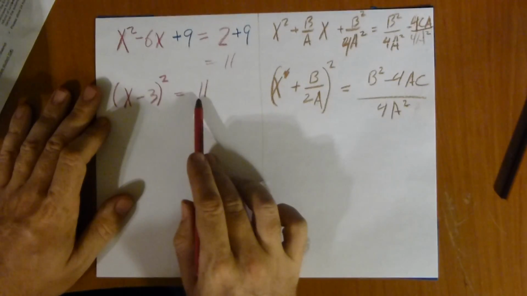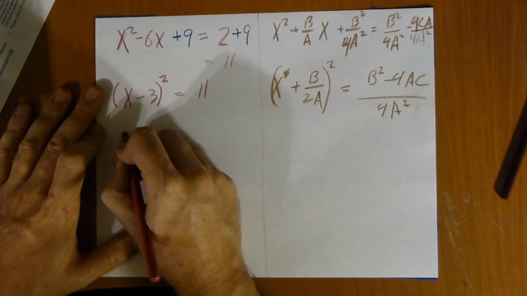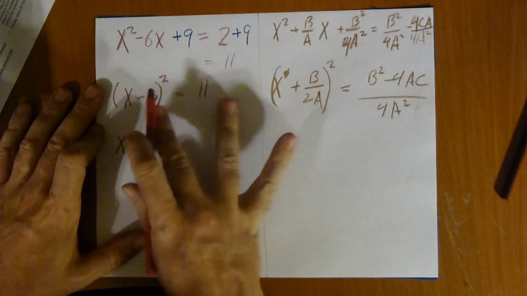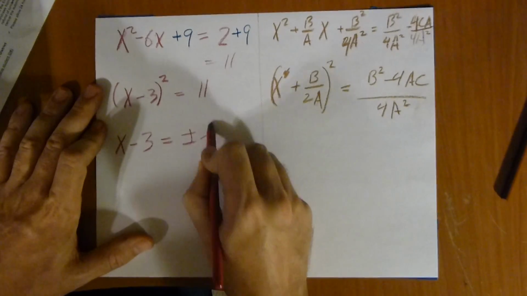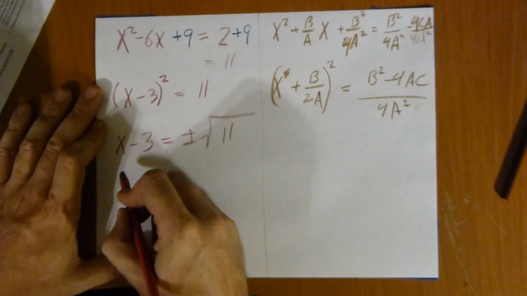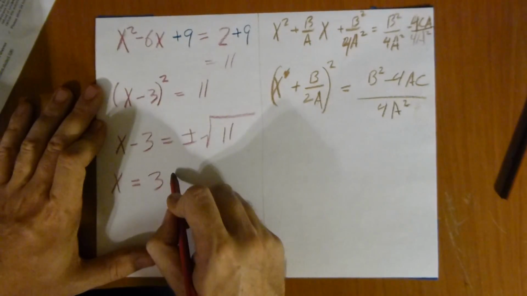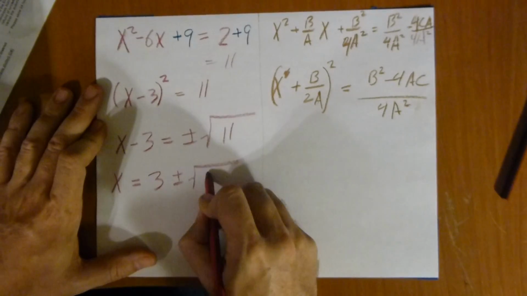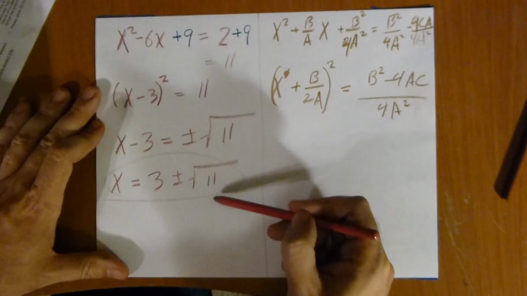Back over here, the step we need to make is, we take the square root of both sides, x minus 3 equals plus or minus square root of 11. Or, simply add 3 to both sides, x equals 3 plus or minus square root of 11. Solved, by the method of completing the square.